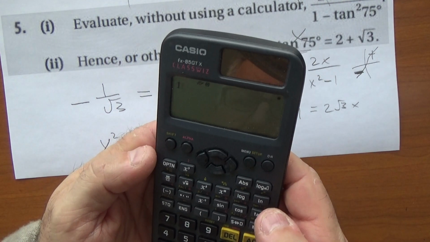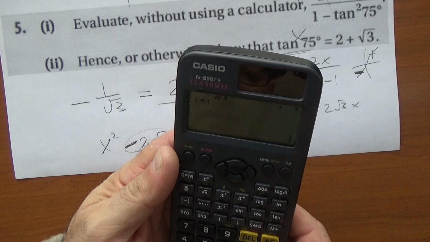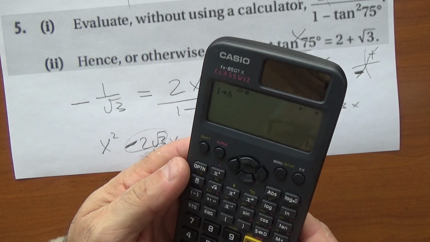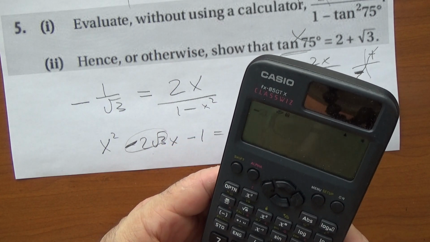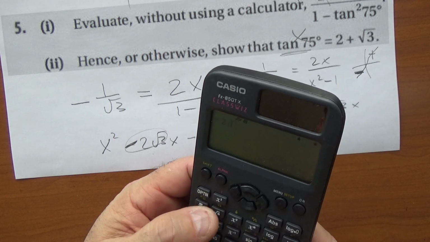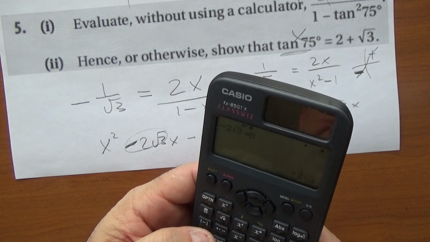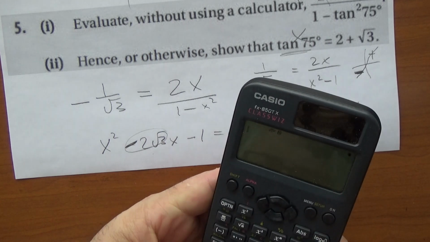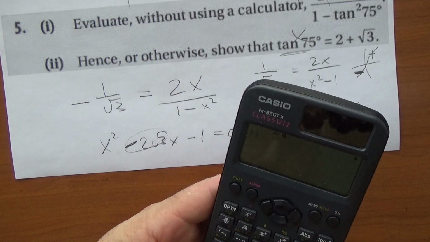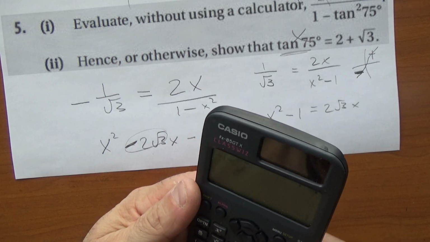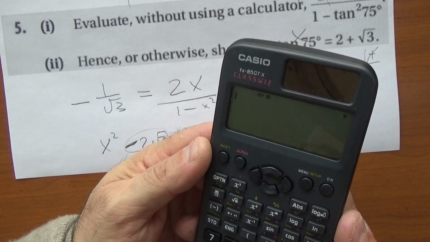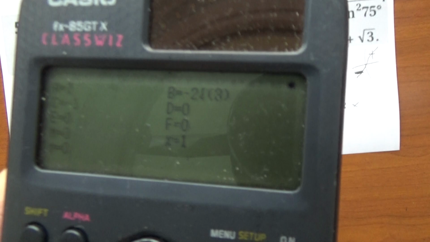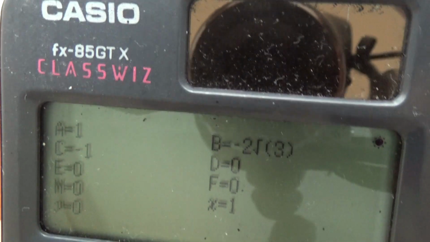Here we go. 1 stored to a. Negative 2 root 3 stored to b. Negative 1. Again, it didn't come out of that for some reason. I'll double check everything is fine. And then negative 1 stored to c. Okay. There's a slight difference between shift recall and alpha in this calculator, because in this calculator, if you do shift recall, you end up with all the values that have been plugged in.